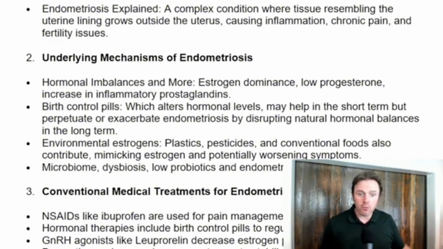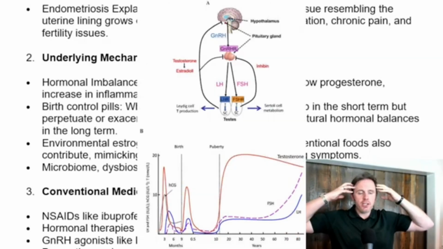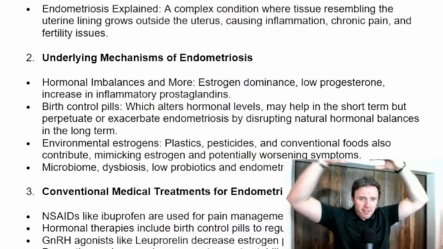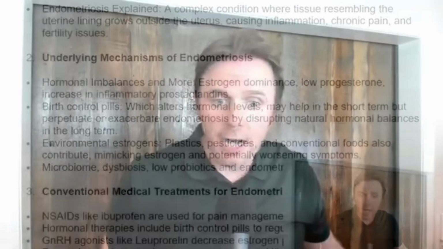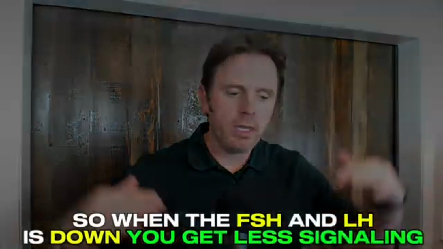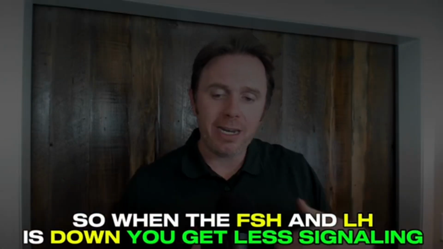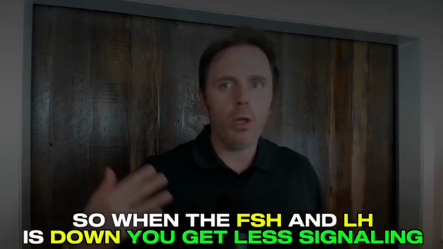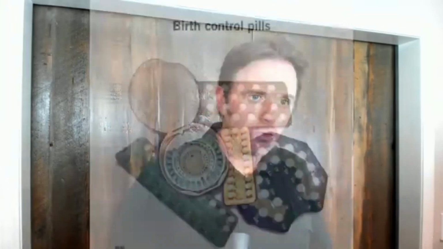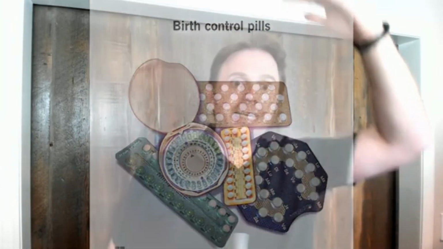What they do is take the FSH and LH signaling in the brain, that feedback loop, and essentially knock it down. When that feedback loop is down, it's not yelling at the ovaries to make more hormones. So when FSH and LH are down, you get less hormonal signaling to the ovaries for progesterone and estrogen, and that starts to regulate and lower the hormone levels. Part of why birth control pills may work in the short run is that the levels are more stable, you're decreasing the FSH, and you get a smoother curve throughout the cycle.